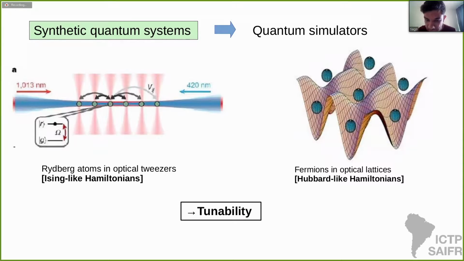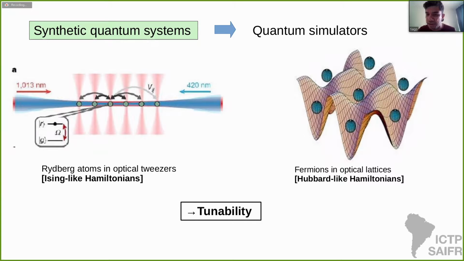Another aspect about these synthetic quantum systems, these experiments, is tunability. So the idea is that one can control parameters of the experiments, like interaction, and also the lattice. One can build a certain lattice where this atom sits. So one can really realize quantum models in these experiments, like Ising-like models or Hubbard-like Hamiltonians. So in that sense, this system can be seen as a quantum simulator.